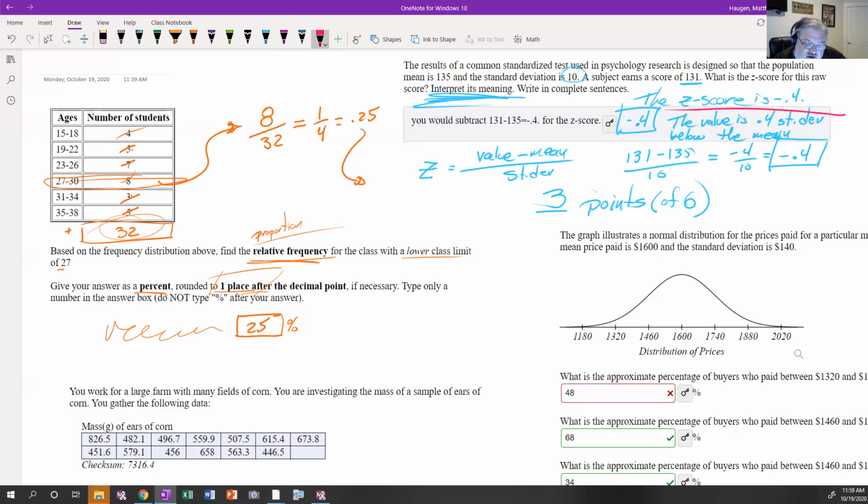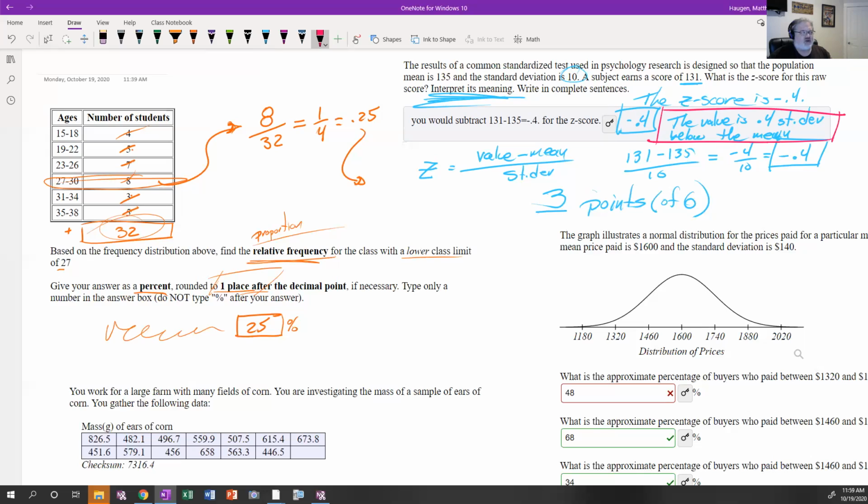Now you could have said -0.4 standard deviations from the mean. That would be fine. There were other people who were saying things like it's lower than the mean, but by less than 1 standard deviation. So it's a typical value.